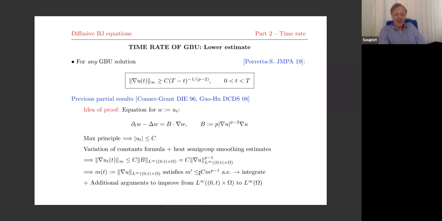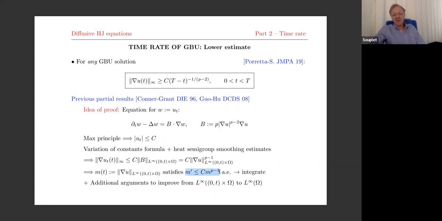So the idea is to look for the equation for u sub t. It's a linear equation with a drift, and the drift depends on the gradient. You combine it with the maximum principle and the variation of constants formula, and you try to get a differential inequality for the quantity M(t), the sup norm of the gradient in a past space-time cylinder. Using this linear equation, if you assume b to be a given coefficient, plus the fact that u sub t is bounded by the maximum principle, plus some semigroup estimates, you end up with this inequality.